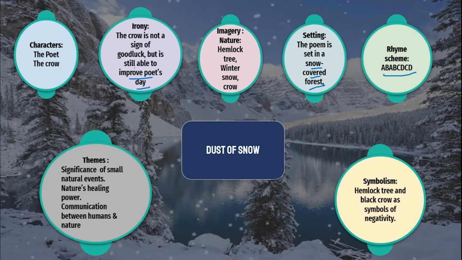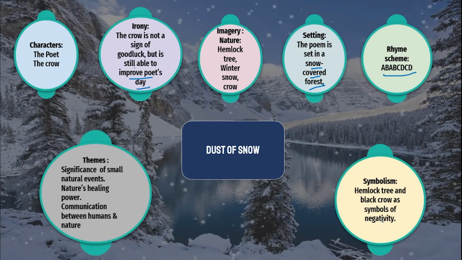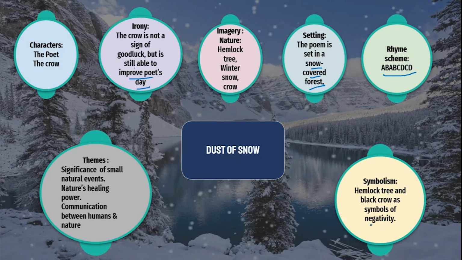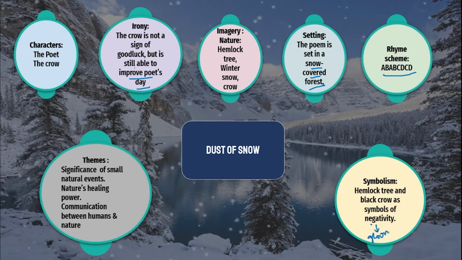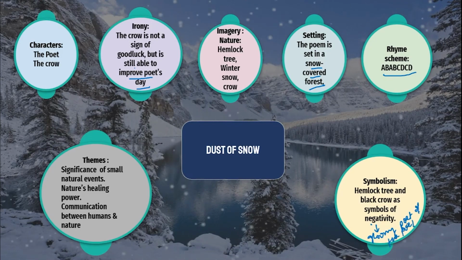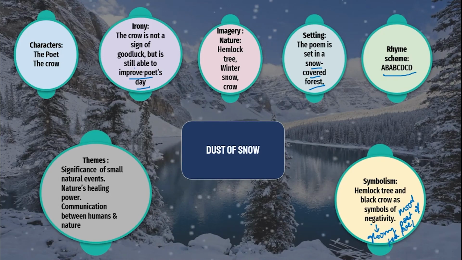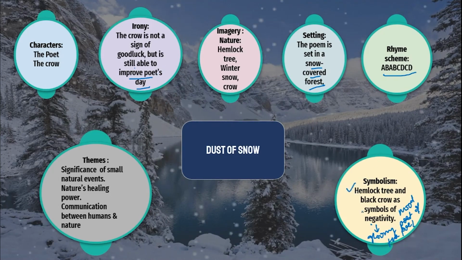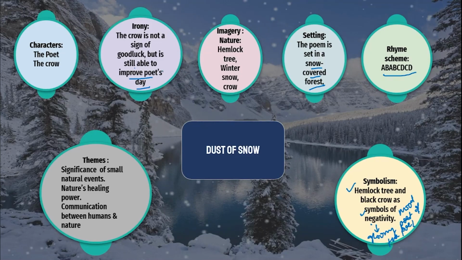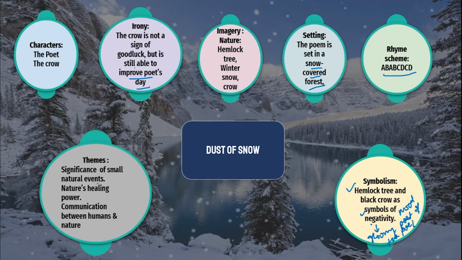Okay. Symbolism. Hemlock tree and black crow represent negativity, right? I told you, when you see a black crow, what do you think of? You think negative. So in the initial stanza, they do represent negativity and they manifest the gloomy mood of the poet. But at the end, the poem ends with an irony because these so-called symbols of negativity are actually able to transform the poet's day. Now, coming to the theme, what the poet is trying to tell you is the significance of small natural events.